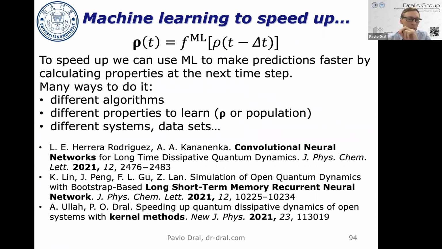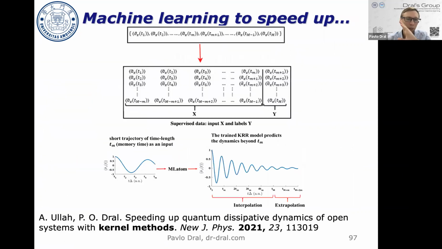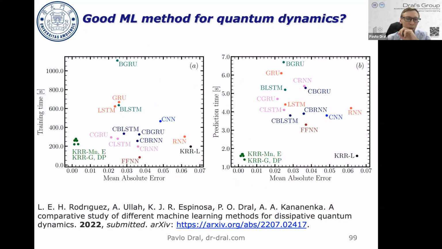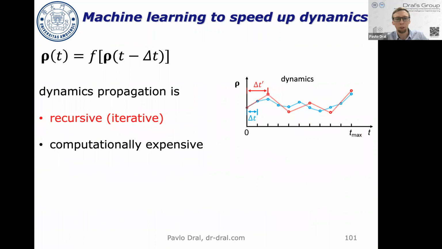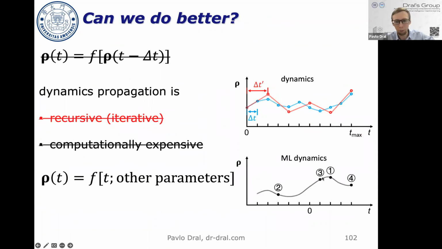So there are many different algorithms that you can use. We tested kernel ridge regression, which, surprisingly, performs better than many neural networks which were designed for trajectories. And I will slow down for this part. So you can do dynamics like you did before, recursively, but you can also do it differently. You can predict dynamics as a function of time. And this is something we are focusing on now.